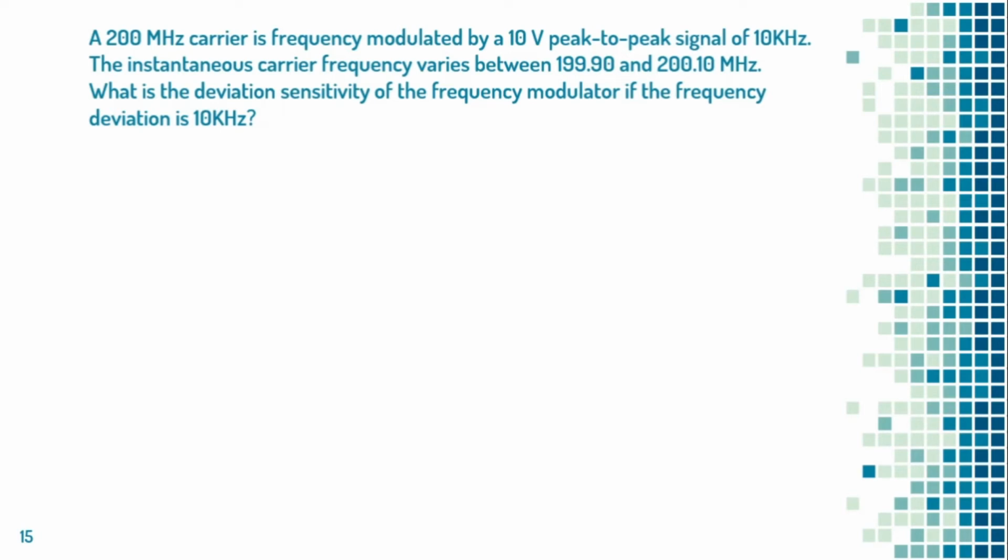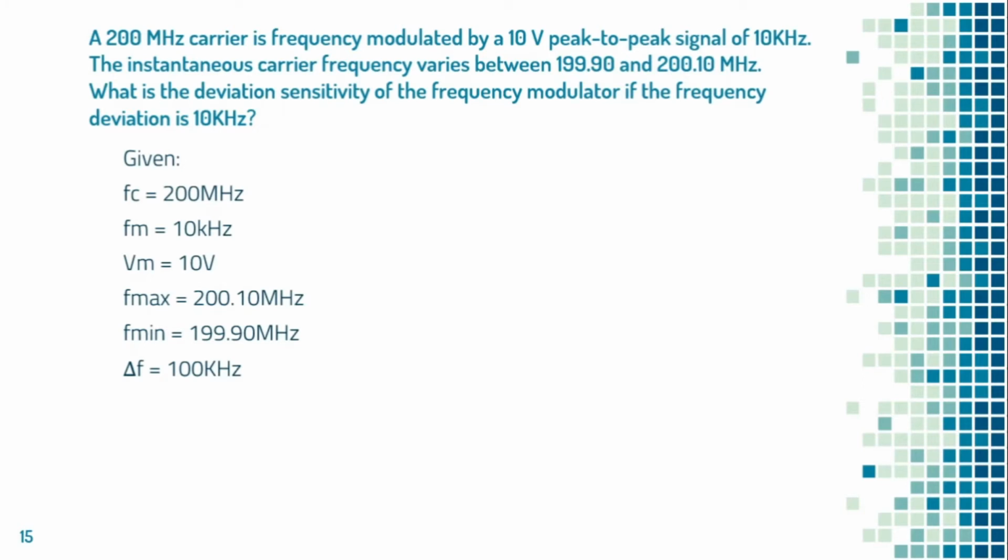A 200 MHz carrier is frequency modulated by a 10 volt peak-to-peak signal of 10 kHz. The instantaneous carrier frequency varies between 199.9 and 200.1 MHz. What is the deviation sensitivity of the frequency modulator if the frequency deviation is 10 kHz? Ngayon, ang hinahanap naman natin is deviation sensitivity. Same lang yung given as last time. So, pero, ang gagamitin lang natin dito is yung modulating voltage at yung frequency deviation. Ang hinahanap natin is deviation sensitivity.